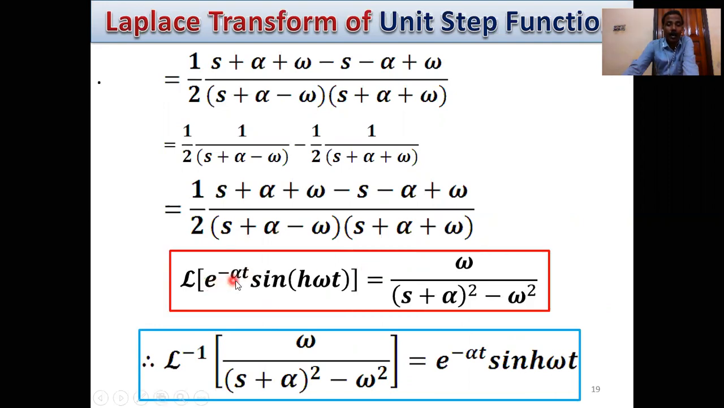Laplace transform of e to the power minus alpha t sine h omega t equals 2. This is the s cancel, alpha cancel, 2 omega t, 2 cancel, 2 cancel, just omega by a plus b into a minus b: omega by s plus alpha whole square minus omega square. Again taking inverse Laplace, we get omega by s plus alpha whole square minus omega square equals to e to the power minus alpha t sine h omega t. This is the inverse Laplace transform. This is the Laplace transform of e to the power minus alpha t sine h omega t.